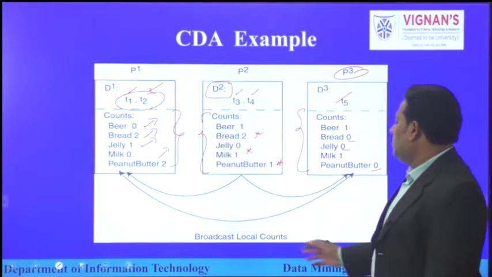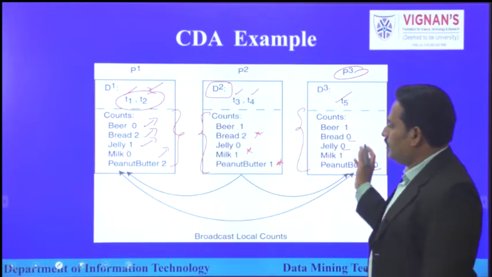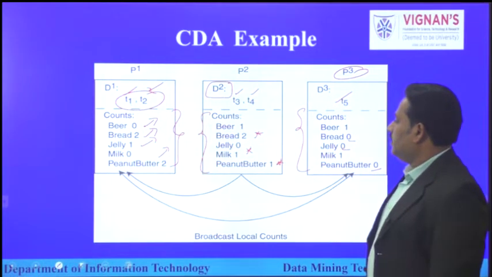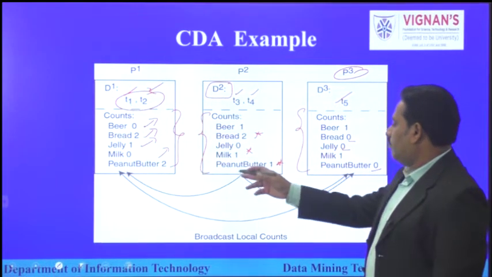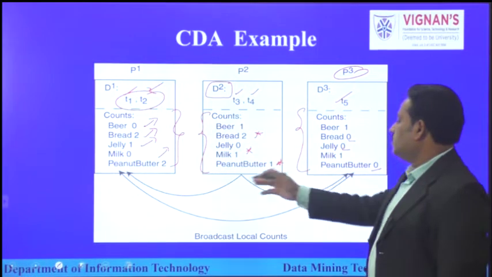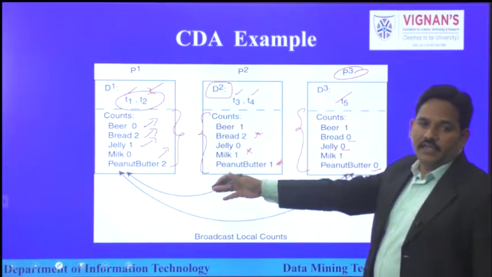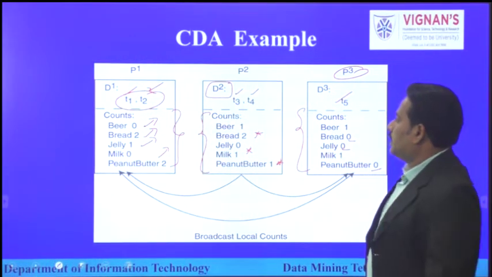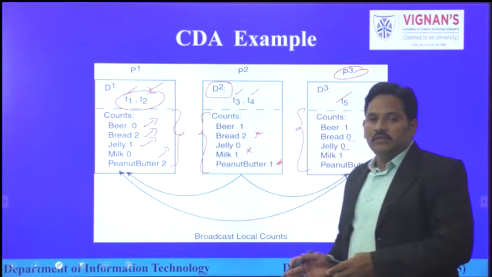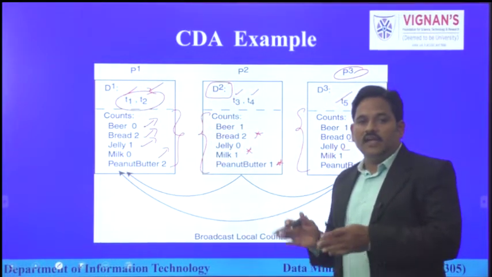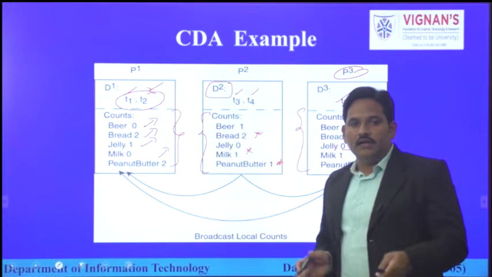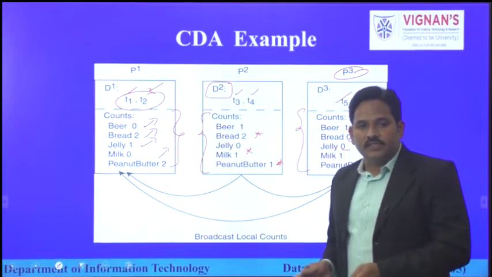Now what are we doing? Here we are taking the count of each and every item together. That means how many times peanut butter is repeated. If you look at the count here, it is repeated 3 times across all the transactions. Now what have we done here? We divided the data in parallel. Data parallelism.